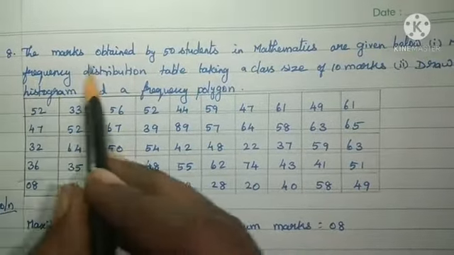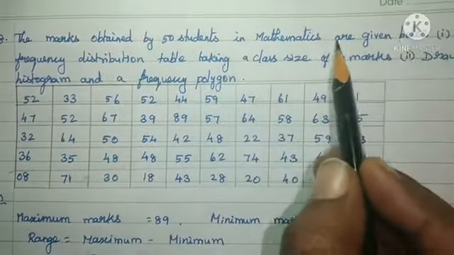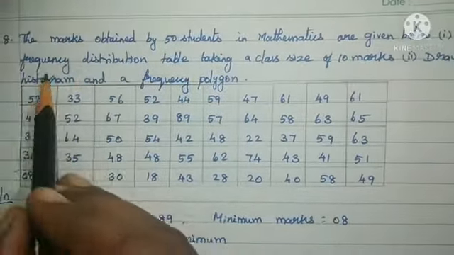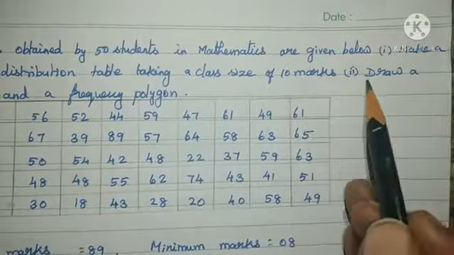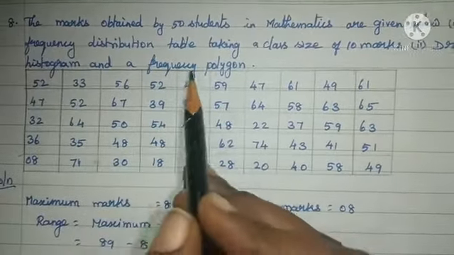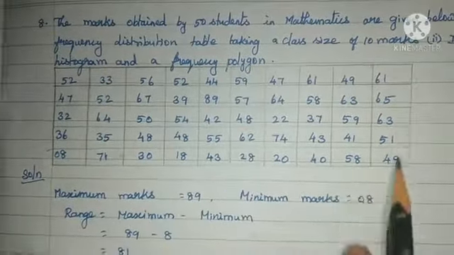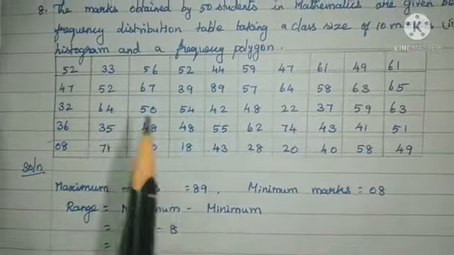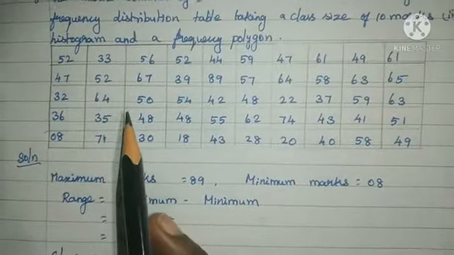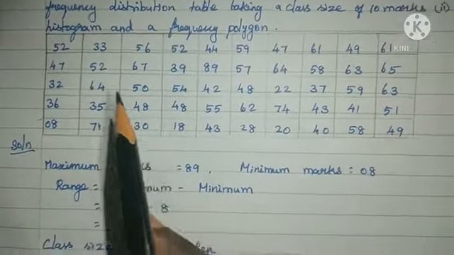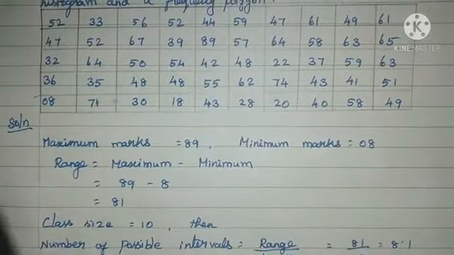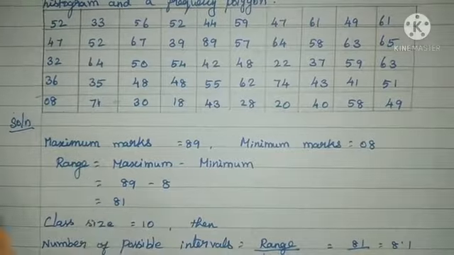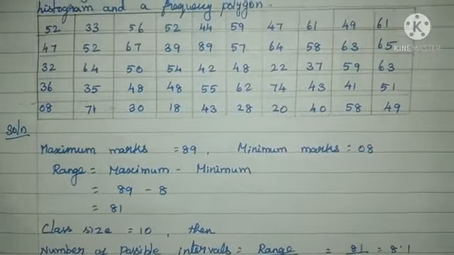Eighth sum: the marks obtained by 50 students in mathematics are given below. Make a frequency distribution table taking a class size of 10 marks. Draw a histogram and a frequency polygon. Here the marks of 50 students are given. It is in the form of ungrouped data. For this ungrouped data, first you have to construct the frequency distribution table of continuous class intervals, and then you have to construct the histogram. Then you have to construct the frequency polygon.